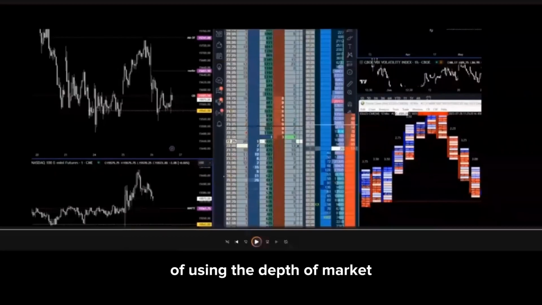This is one of the many ways of using the depth of market in relation to other trading related tools.